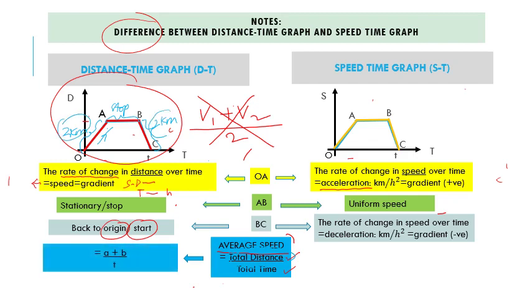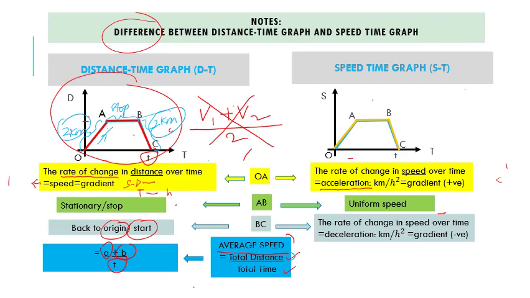2 plus 2. So let's say the first one is A plus B. A is the one going to school, B is going back from school. So divide by time, here the time. So that is for the distance time graph, how to find the average speed.